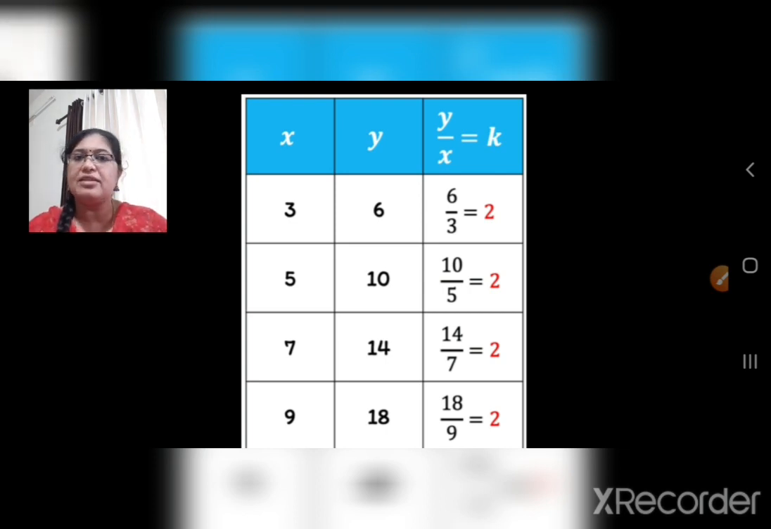So we are dividing 6 by 3. Let us see here. 6 by 3 gives you 2. If we do 10 by 5, again 2. 14 by 7, it is again 2. And 18 by 9, it is again 2. So 2 is the constant k. Okay? It is the constant of proportionality, the constant k.